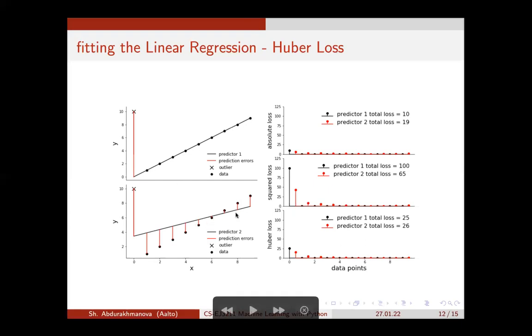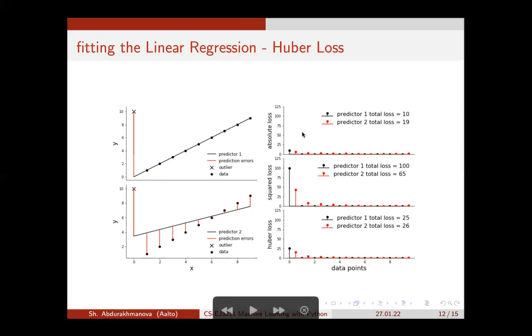Now here we have predictor number 2. Predictor number 2 has a prediction error for the outlier a bit smaller than predictor number 1, but it also has a larger prediction error for the other data points. So now let's take these two predictors and use different losses: absolute loss, squared loss, and Huber loss. And we'll use these losses to estimate the quality of these predictors.